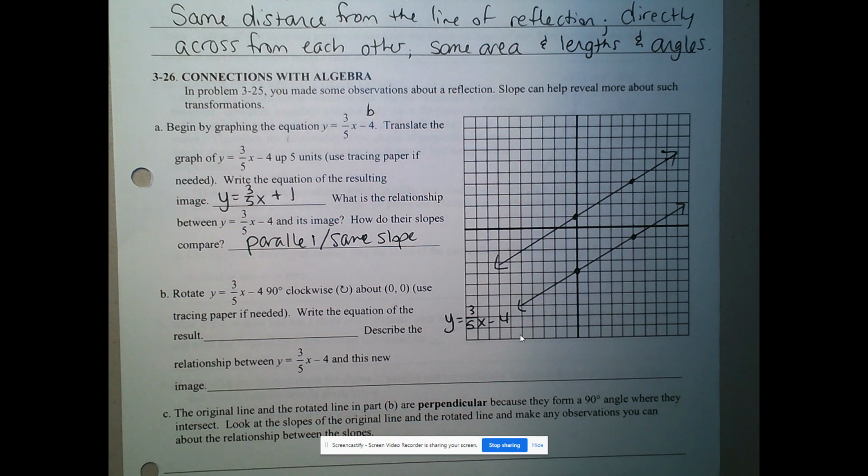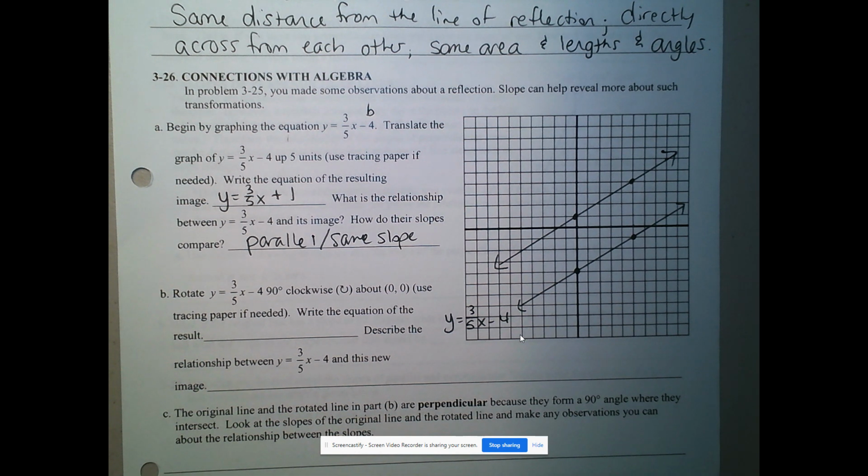How do their slopes compare? Oh, sorry, that was what I just did. Rotate y equals 3/5 x minus 4, 90 degrees clockwise about the origin. So if you were to rotate this thing 90 degrees clockwise, what you're saying is each individual point is going to sort of turn.